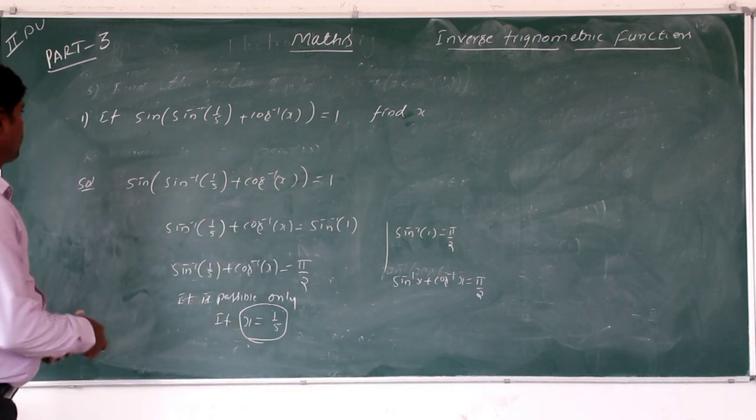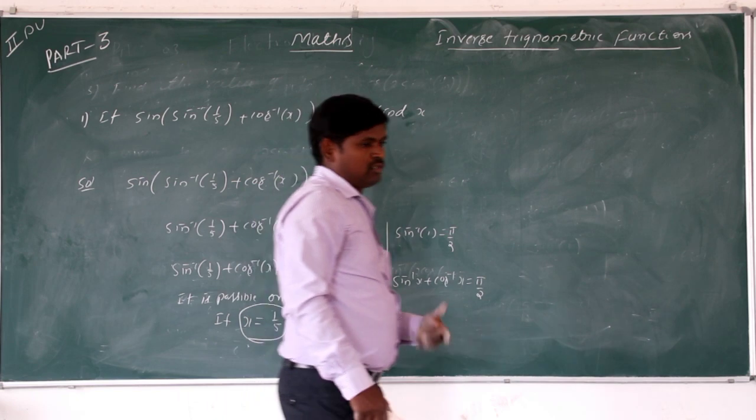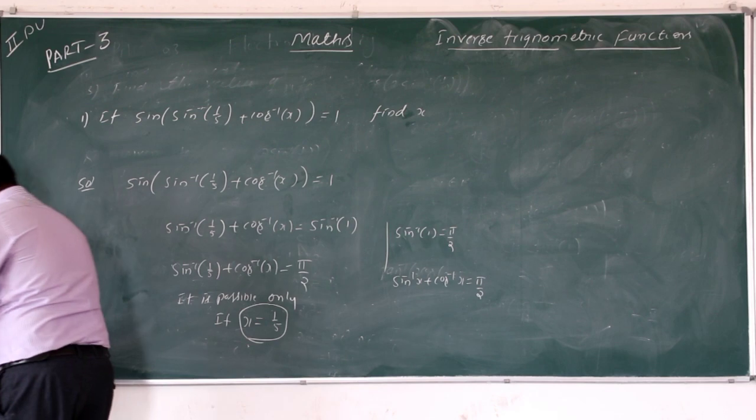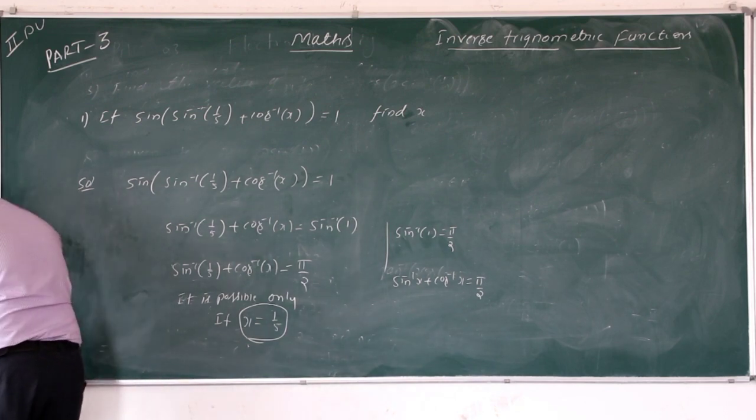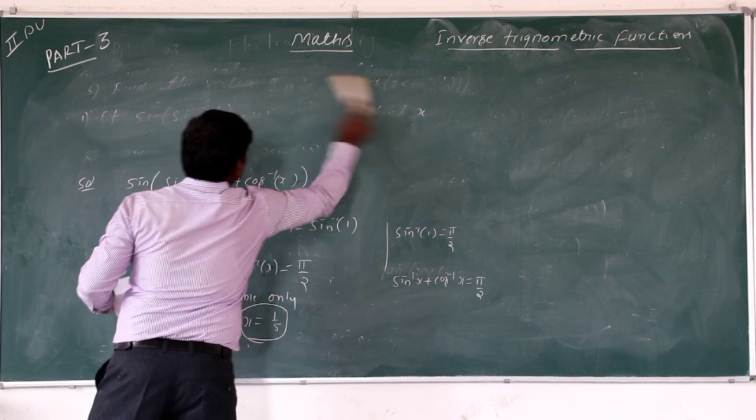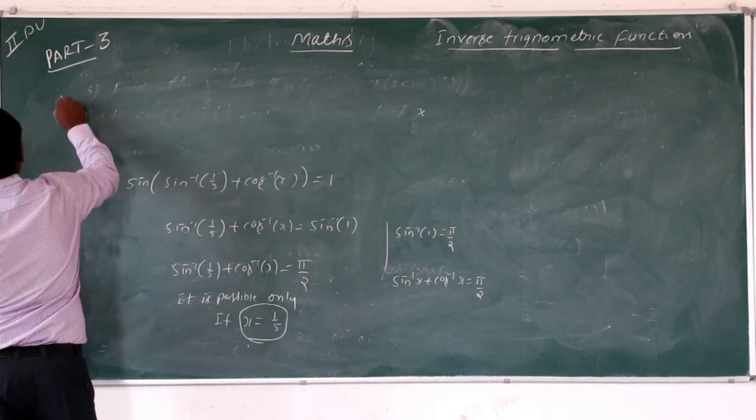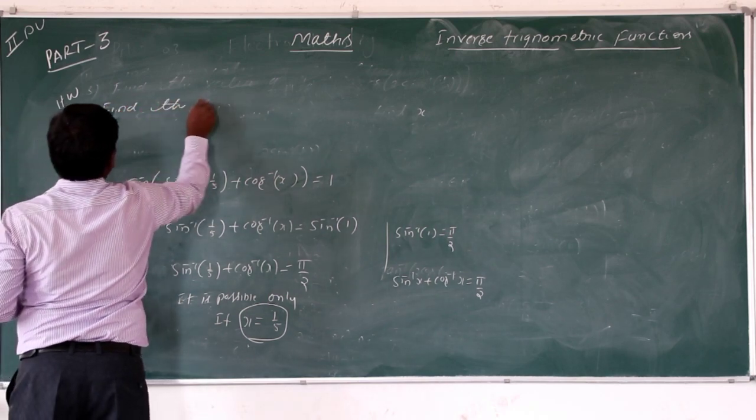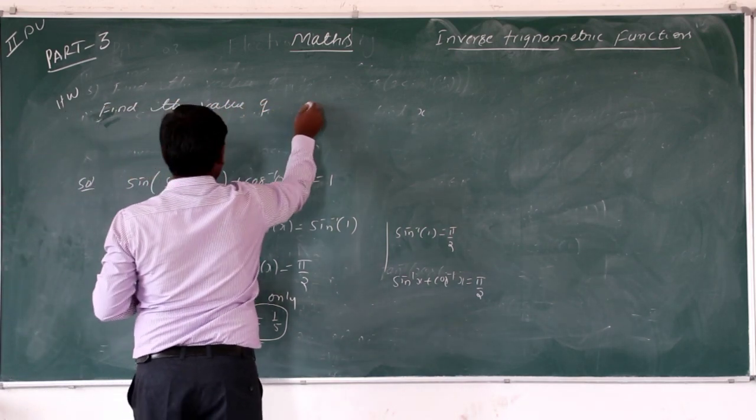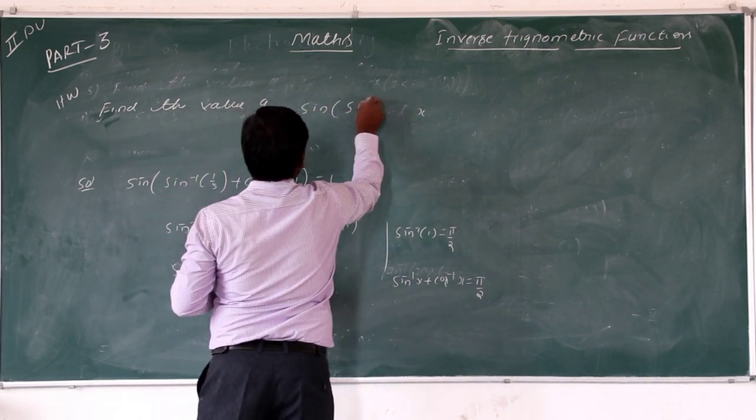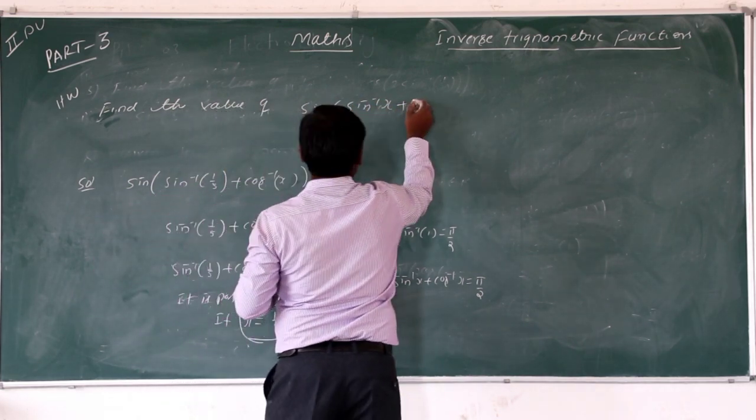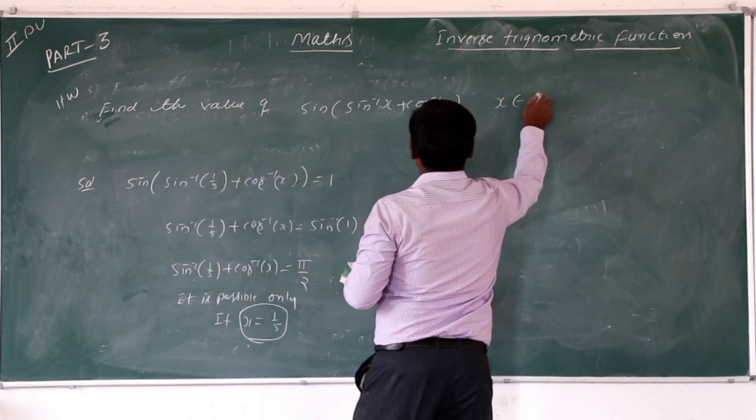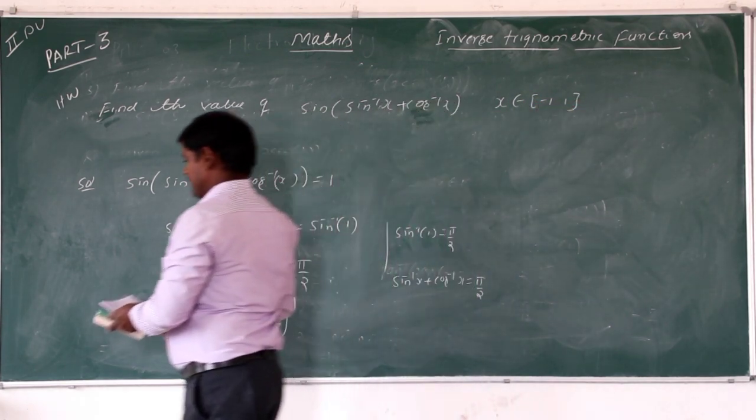It is better to take a screenshot and write down notes. Find the value of sin inverse of x plus cos inverse of x, where x belongs to minus 1 to plus 1. So take it as 1.